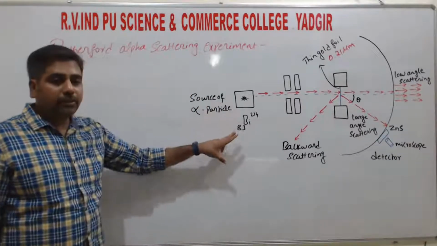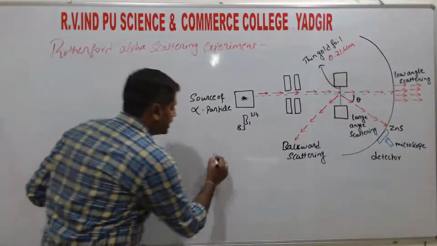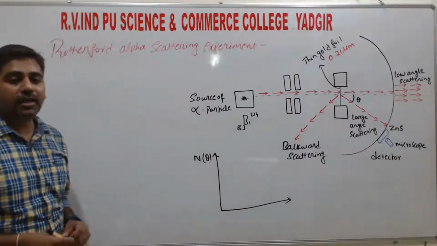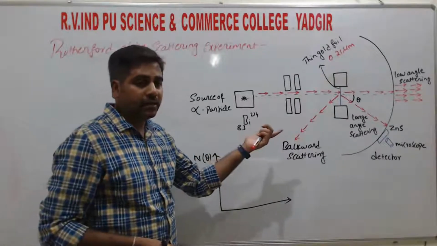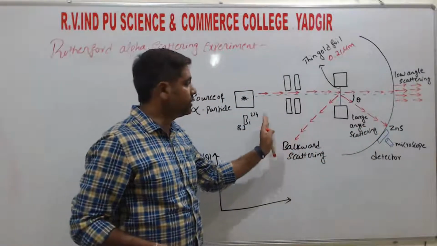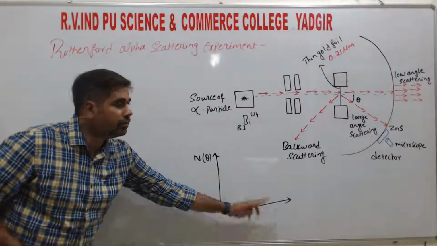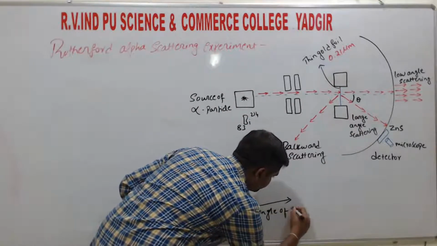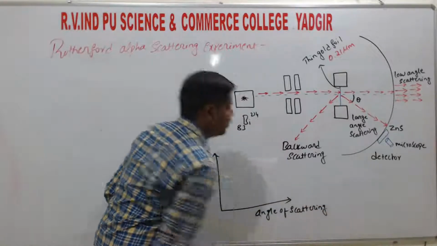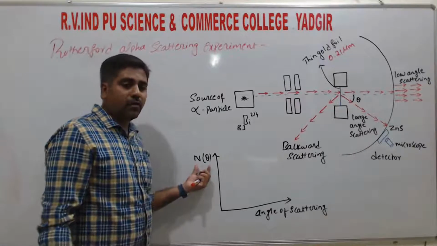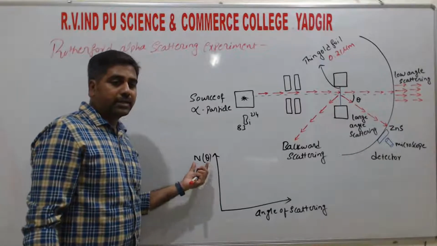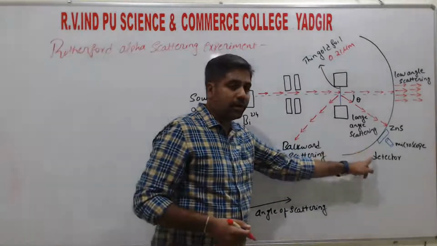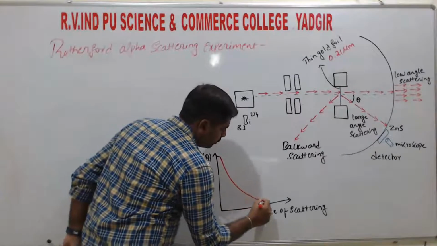Right, now by this experiment, he plotted the graph: the number of particles, N of theta, that is the number of alpha particles which scattered, versus the angle of scattering, theta, right? So the number of alpha particles scattered versus the angle of scattering. From this experimental observation, he did the plot like this.